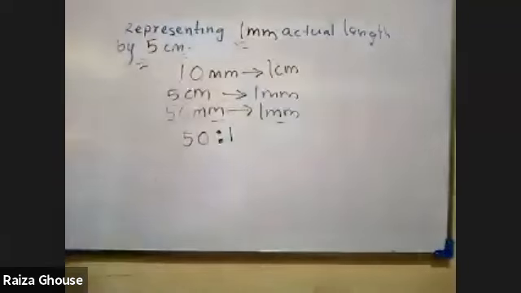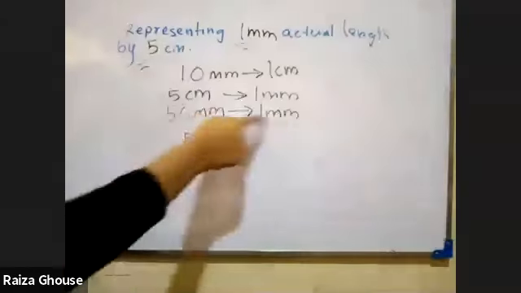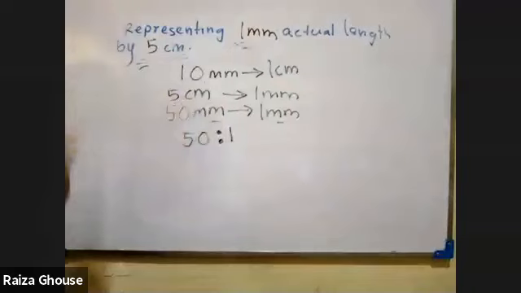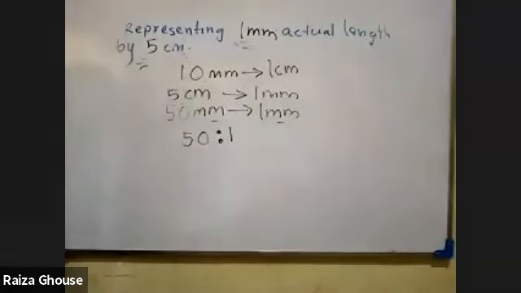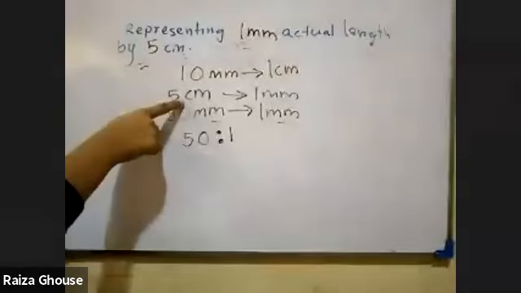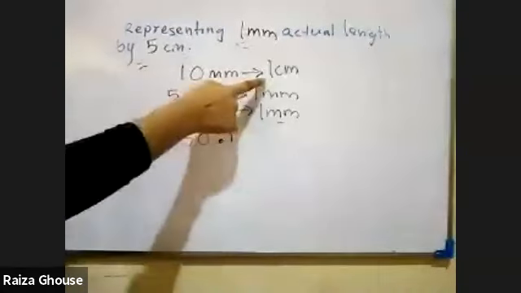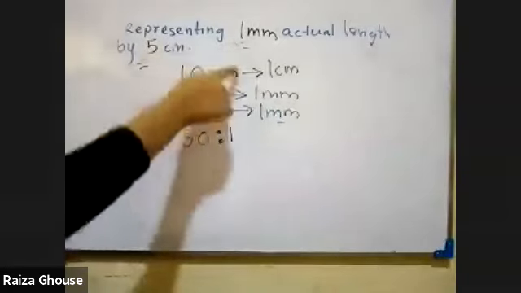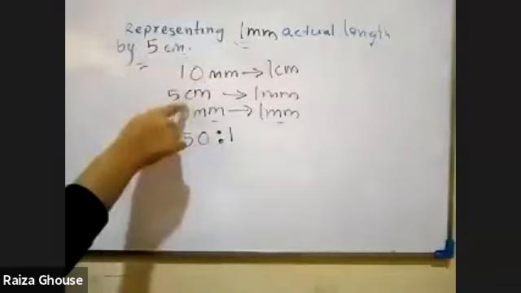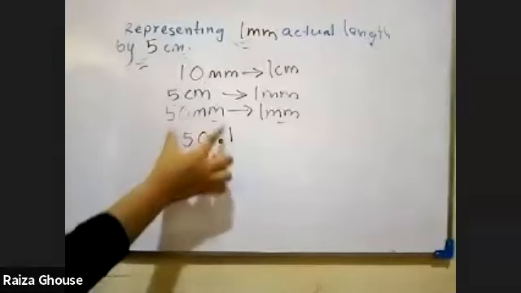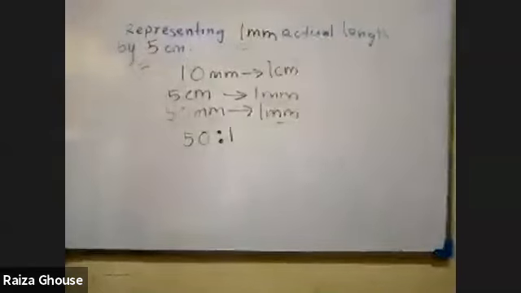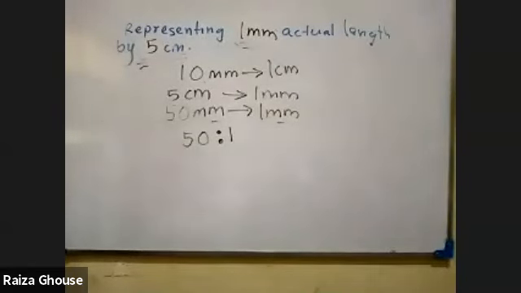I took the relationship between millimeter and centimeter. Then what did I do? I converted them into the same units by observing what is easy to convert. Rather than converting centimeter to millimeter, or millimeter into centimeter, I did the other way around. 5 centimeter of length, I converted into millimeter. That became 50 because 1 centimeter is 10 millimeter. So 5 centimeter is 5 times 10, 50 millimeter. The units are the same, so 50:1. Right, let's go to the next part now.